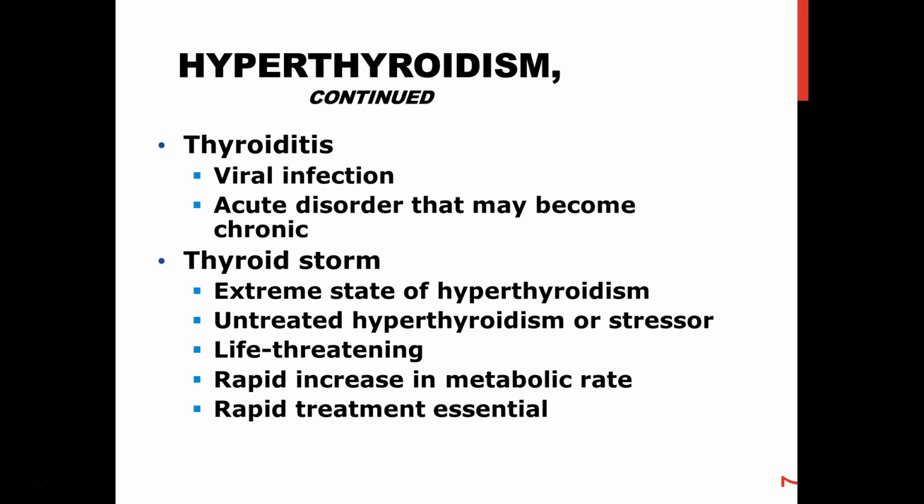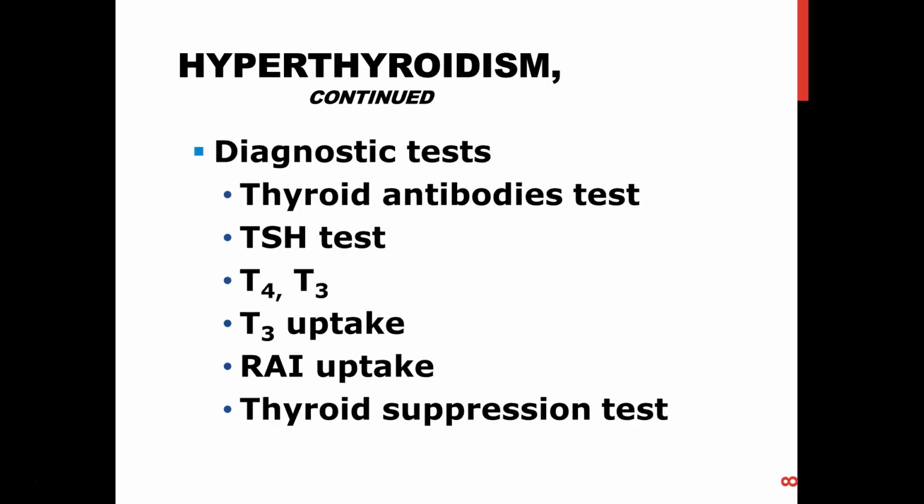Now, a thyroid storm is an excessive amount of thyroid hormones being secreted, and it's an extreme state of hyperthyroidism, which is life-threatening. It can be caused by untreated hyperthyroidism or a very serious stressor. There's a rapid increase in metabolic rate, and it's essential that a person who may be exhibiting a thyroid storm gets medical attention as soon as possible.